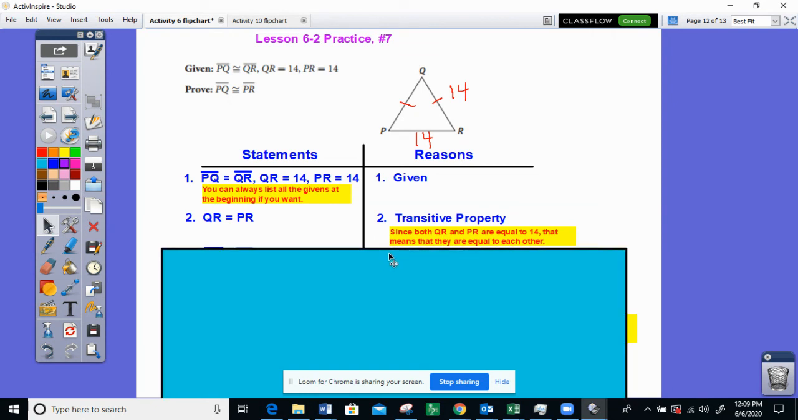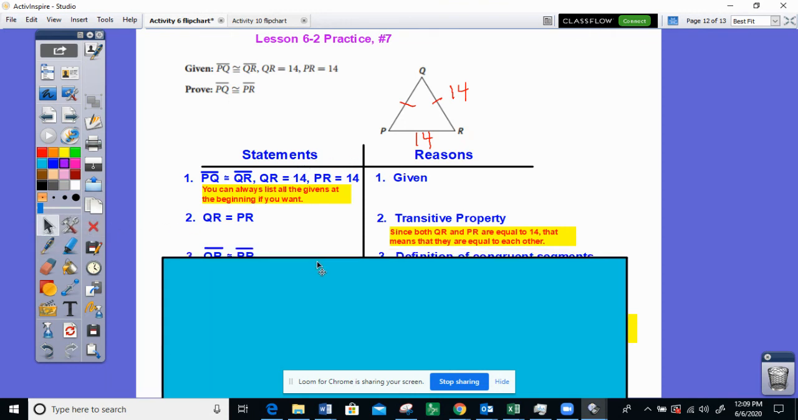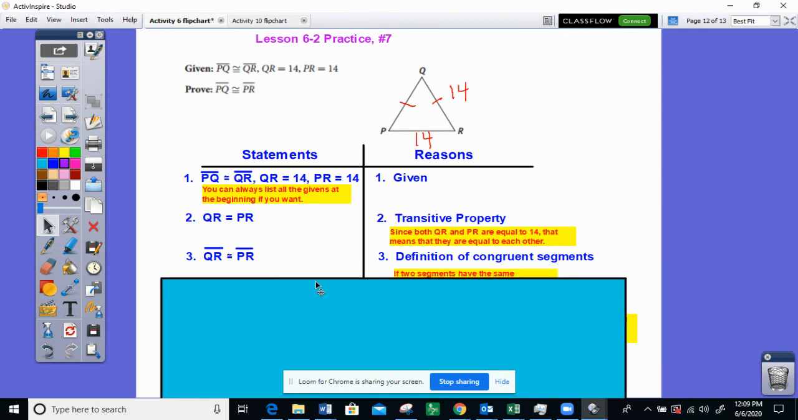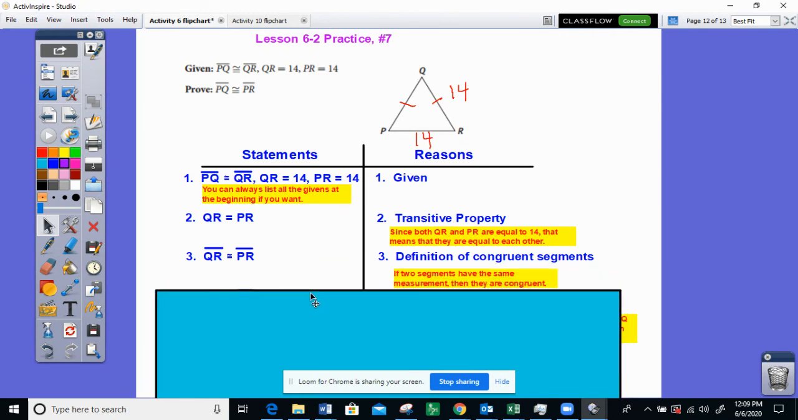Segment QR has the same length as segment PR. Both of these segments have lengths that are equal to 14, therefore they're equal to each other. Okay, if that is true, then segment QR is congruent to segment PR. If two segments have the same length, then they are congruent. So now we can mark that in our picture. That's why we like to draw out the picture.